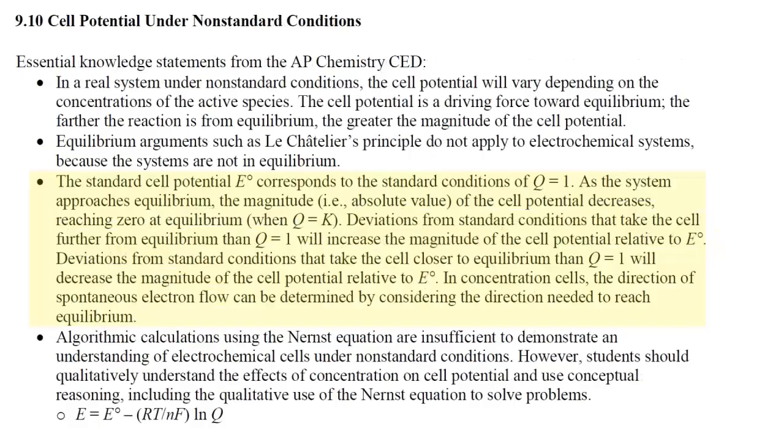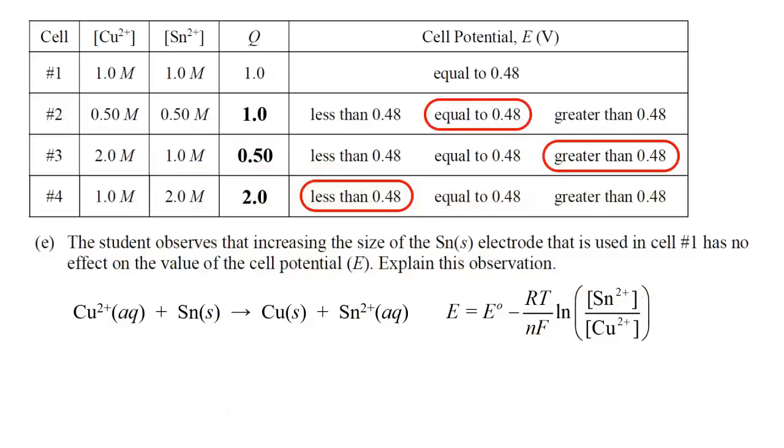So again, this is going to fall under topic 9.10, cell potential under non-standard conditions, but we're looking for a reason why the actual measured cell potential is not less than, but is greater than the standard cell potential.